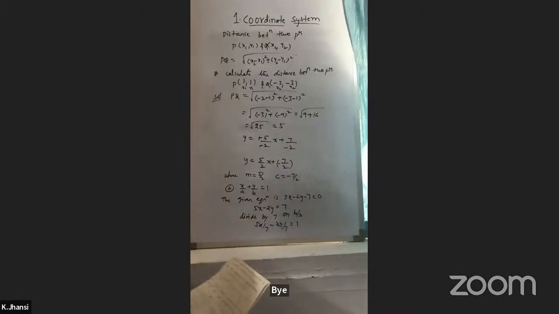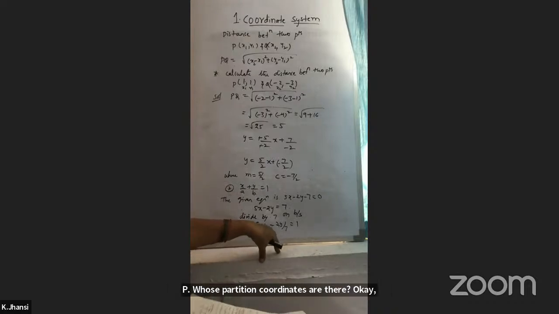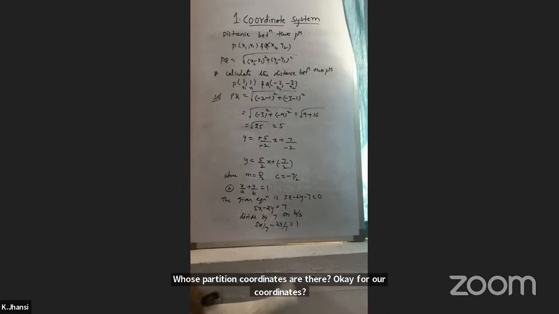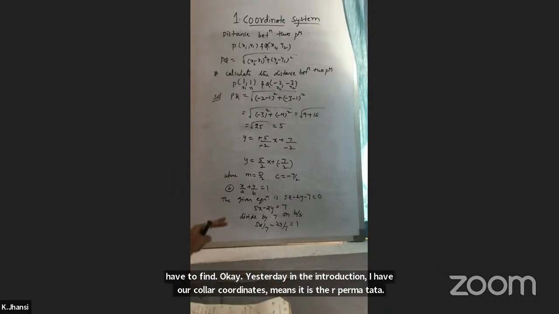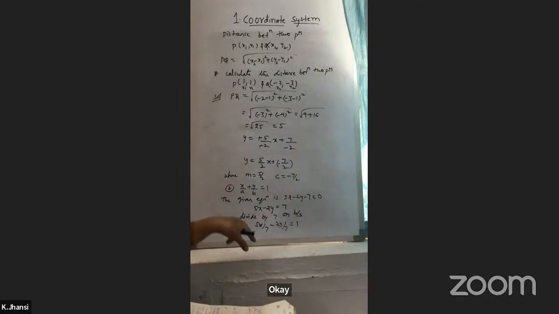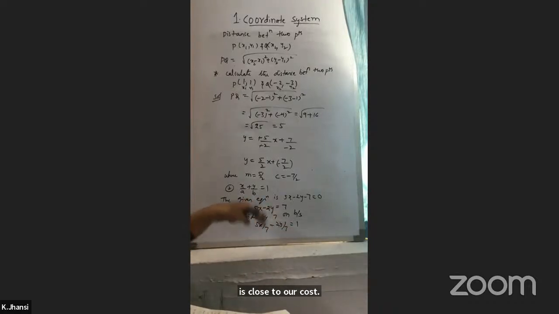And the last topic in this is: find the polar coordinates of the point P whose Cartesian coordinates are given. Okay, polar coordinates we have to find. Yesterday in the introduction, I told you polar coordinates means (r, theta). Cartesian coordinates are given in the problem, that is (x, y). So the x value and also the y value are given in the question. And we have seen the relations also, that is x equals r cos theta, y equals r sin theta. From those relations, we have to find the r value and theta value.